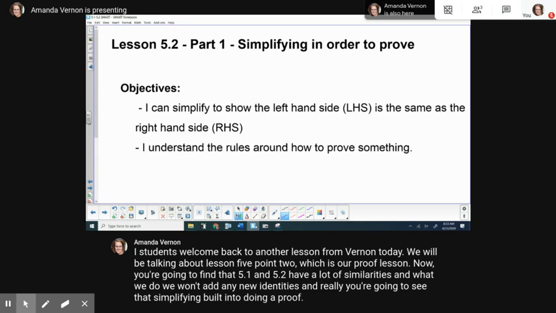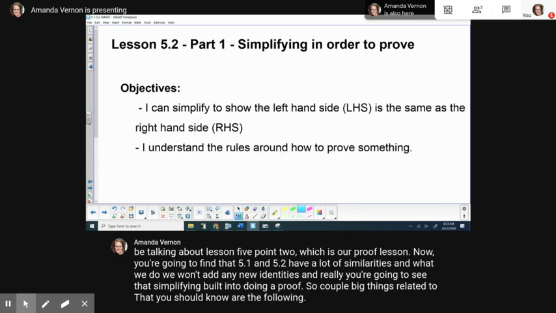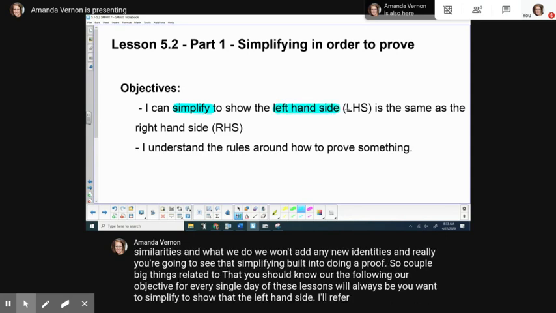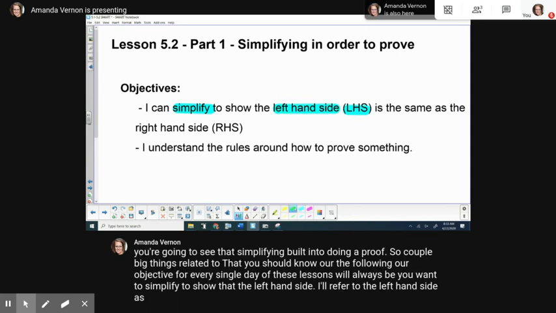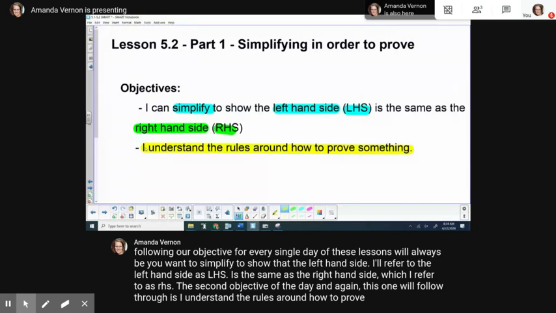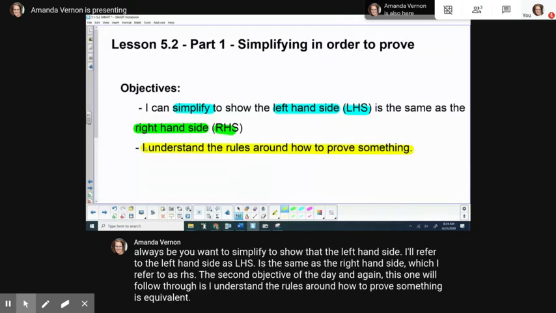So a couple big things related to proofs that you should know are the following. Our objectives for every single day of these lessons will always be, you want to simplify to show that the left-hand side, which I'll refer to as LHS, is the same as the right-hand side, which I refer to as RHS. The second objective of the day, and again, this one will follow through, is I understand the rules around how to prove something is equivalent. And so we're going to go ahead and start up with some proofs.